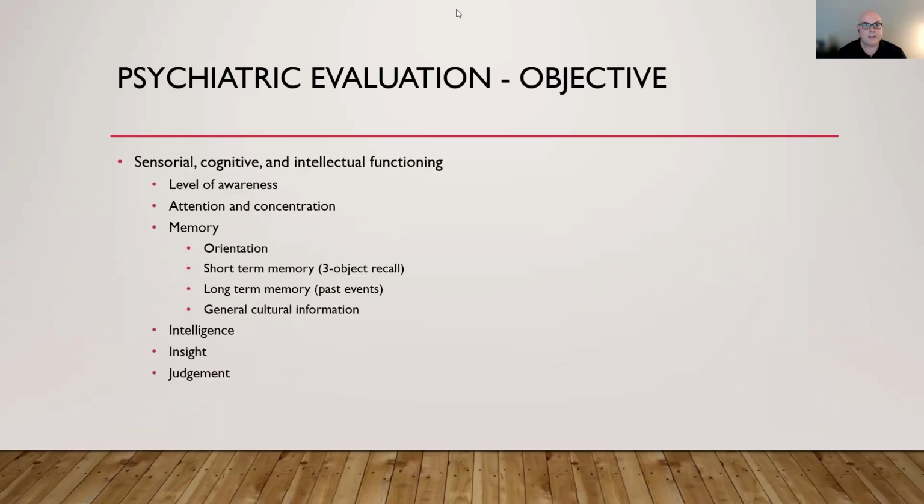Okay, so now we get to sensorial, cognitive, and intellectual functioning. So again, we're in the objective. We're going by the things that we can observe. So good old level of awareness. You know this, A&O times 3 or 4. Can you tell me your name? Can you tell me the date? Can you tell me where you are? And can you tell me why you are here? This is actually the level of awareness. What you're technically measuring is their memory. Do they have sufficient short and long-term memory to know where they are and what they're doing?